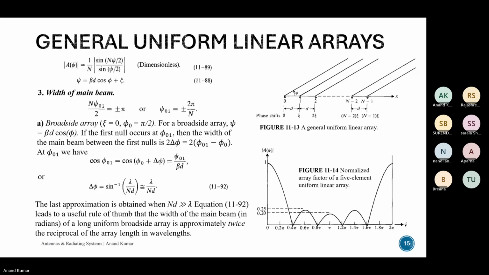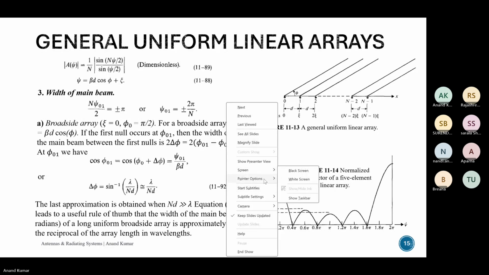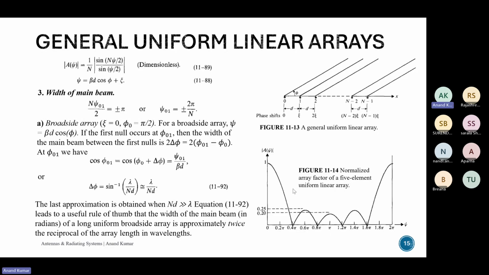Okay, so let's quickly do that again. This was the location of the first nulls, and we get the value of psi equals 2 pi by n for the first null. Now we are trying to calculate the width of the main beam for the broadside array, and the first null location occurs at psi 01. So this is the radiation pattern for the broadside array.